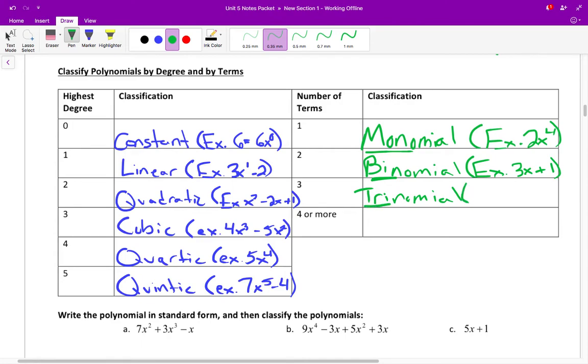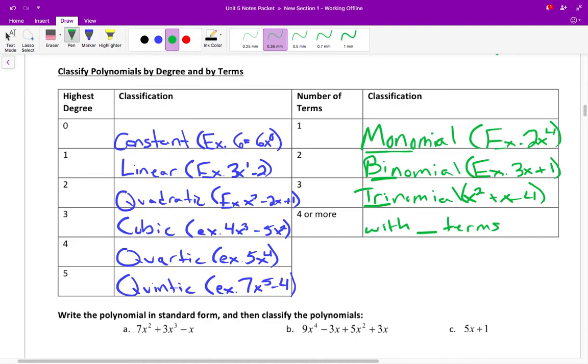T-R-I, tri. So that would be if you had a quadratic like x squared plus x minus 4, that would be a trinomial. And then if you have 4 or more terms, you would just say, for example, if it was cubic, it would be a cubic polynomial with 4 terms or with 5 terms. So you just say with blank amount of terms. You really don't have a special name.